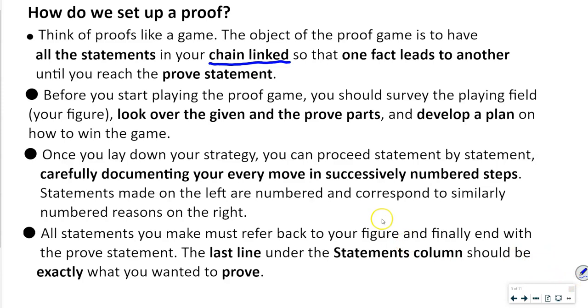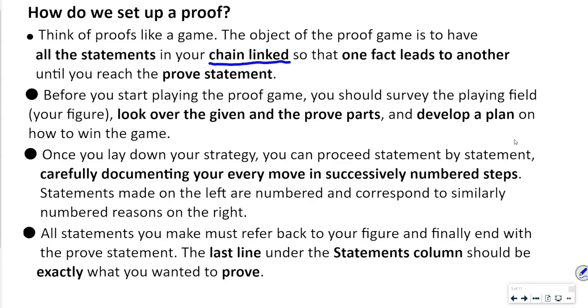So before you start playing the proof game, you should survey the playing field. So that would typically be your figure or the given information. In a lot of cases with these proofs that we're going to do, we're going to have a figure, okay? So you look over the given and the proven parts, we're going to talk about that a lot, and then develop a plan on how to win the game. So once you lay down your strategy, you can proceed statement by statement, carefully documenting your every move in successively numbered steps, okay? So statements made on the left are numbered and corresponded to similarly numbered statements on the right. It's all going to make sense in a minute, so just give me a minute.